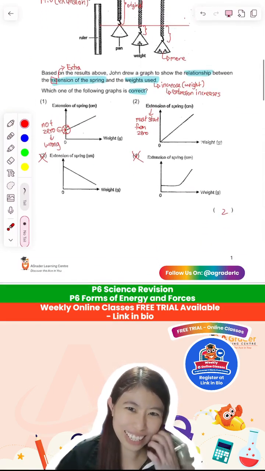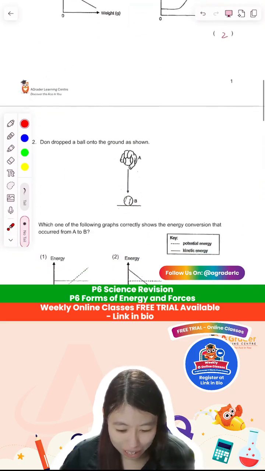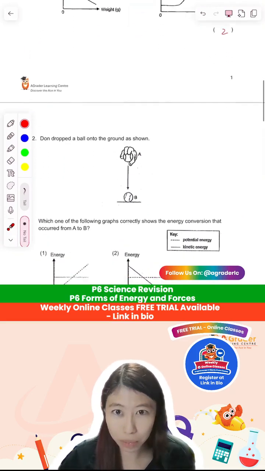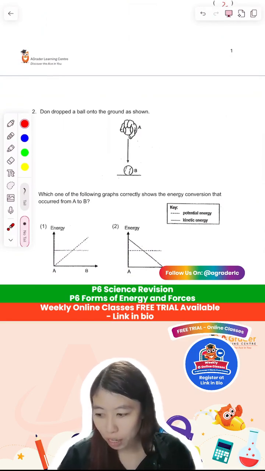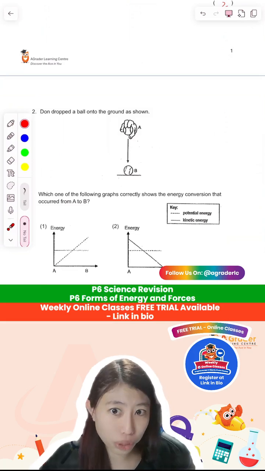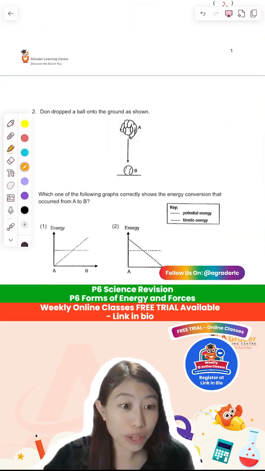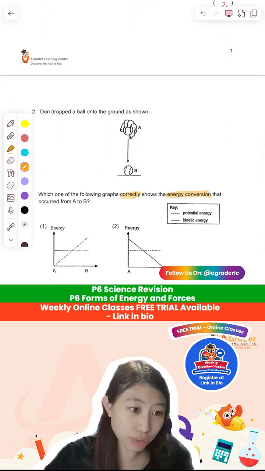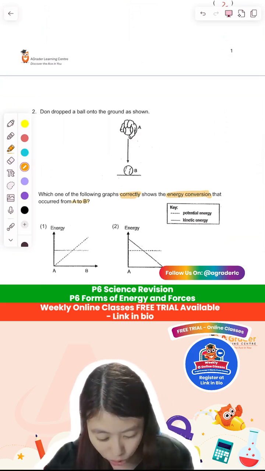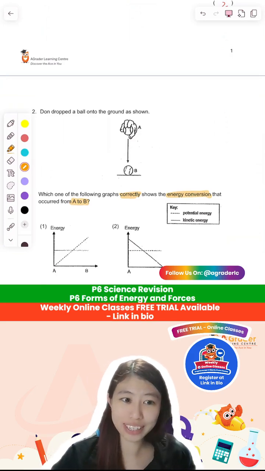Okay, everyone, all right? I'm gonna go to number 2. It says here that a ball is dropped onto the ground as shown. The question is asking, which one of the following graphs correctly shows the energy conversion that occurred from A to B? Always look out from the starting point to the ending point.